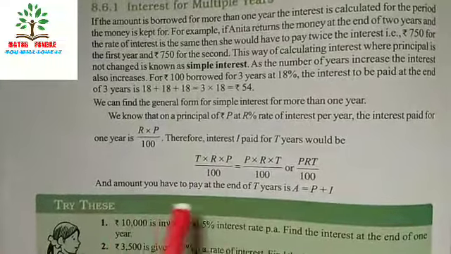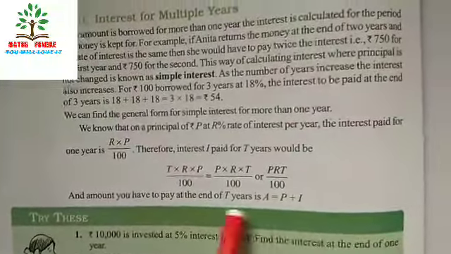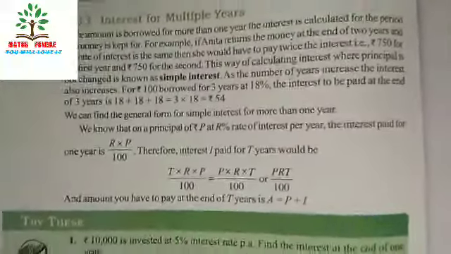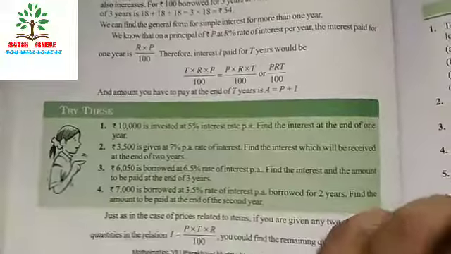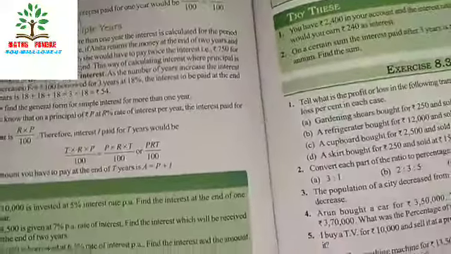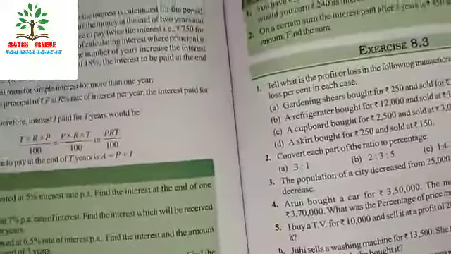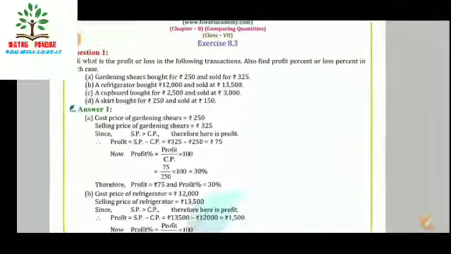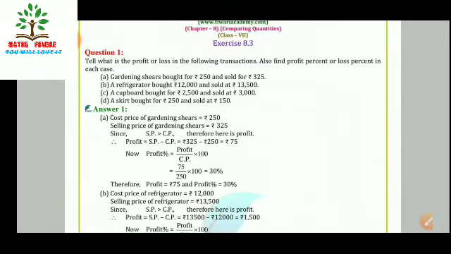And how do we find the amount? Amount means principal plus interest. On the basis of these, we have to solve the next exercise, 18.3. In the same video you will get the solution of this exercise 18.3. We have question number 1. In question number 1, tell what is the profit or the loss in the following transactions, and also find the profit percent or the loss percent in each of the following cases.